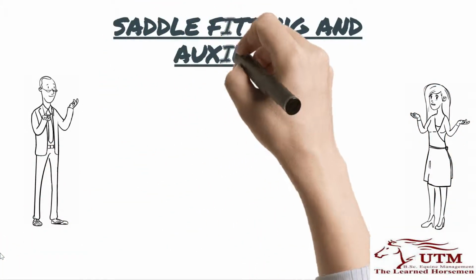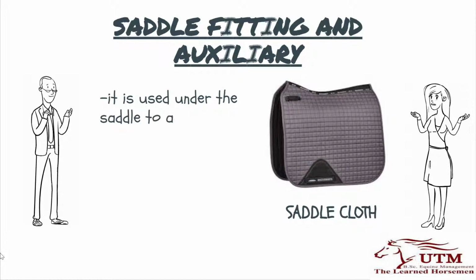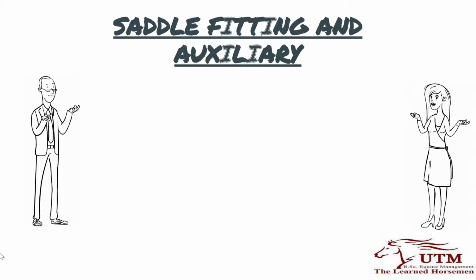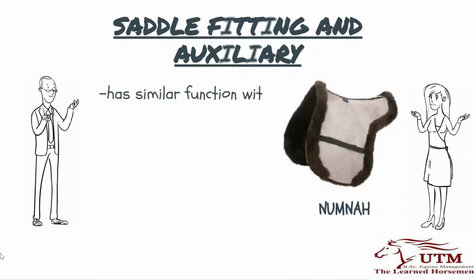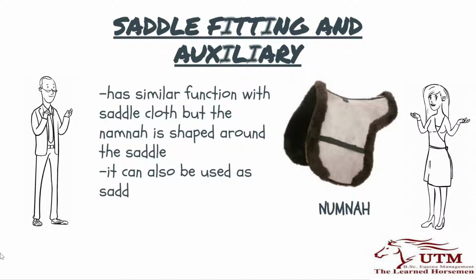Saddle fitting and auxiliary. Saddle cloth. It is used under the saddle to absorb horse's sweat, cushion the saddle, and protect the horse's back. Numnah. Has a similar function to saddle cloth, but numnah is shaped around the saddle. It can also be used as a saddle.